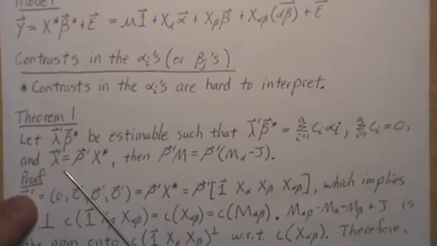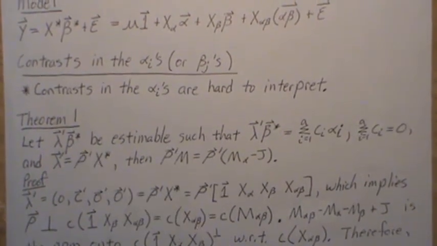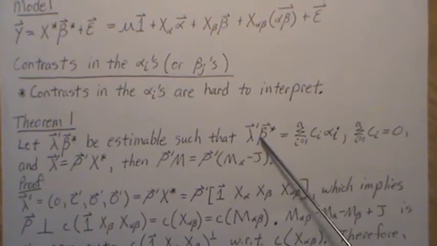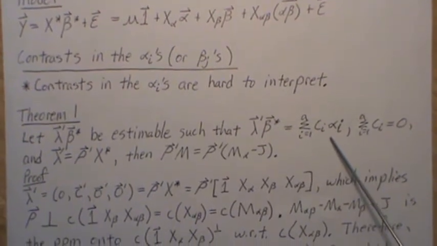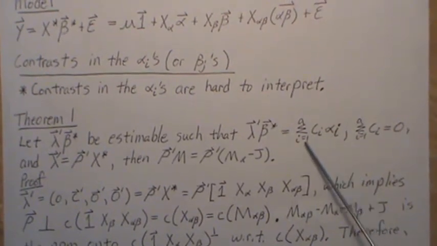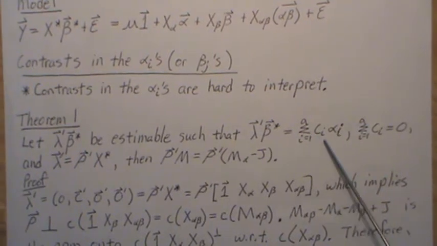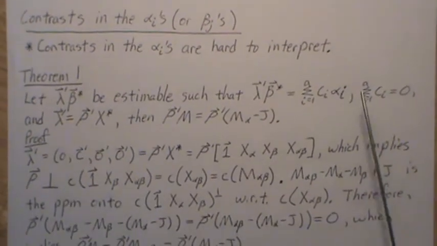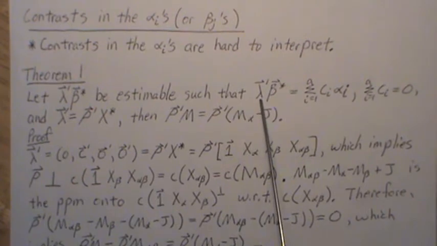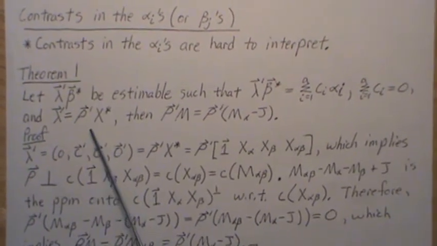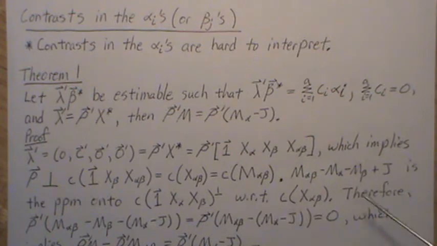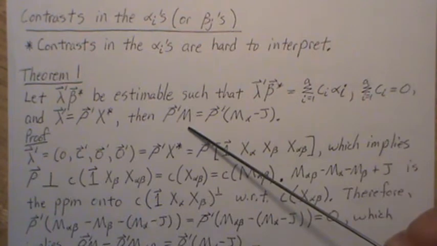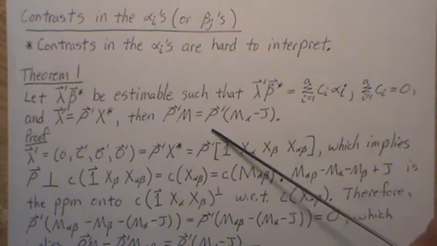So Theorem 1 says that if this term, lambda transpose beta star, is estimable, such that when you do the product, it's actually a linear combination of the alphas, so it's the sum from i equals 1 to a of c_i alpha_i, where the c_i sum to 0, and the lambda here is part of the row space of the design matrix, so rho transpose X star, then rho transpose times M, the perpendicular projection matrix on the column space of X star, is equal to this.